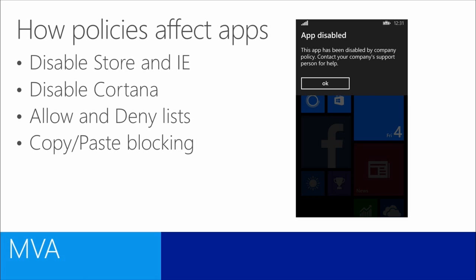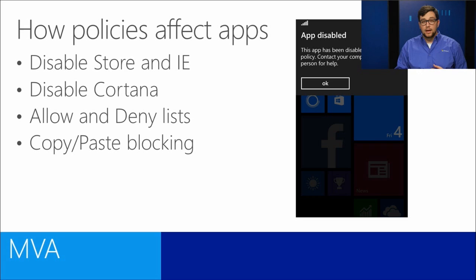Real quick here on the slide, as we saw in some of the previous modules, we can disable the Store and Internet Explorer. We can also disable Cortana. What we're going to focus on in this next demo is allowing and denying apps through an allow and deny list. And we're also going to look at copy and paste blocking, which we did before, which affects how apps are going to be able to interact with each other. So we're going to jump right into app allow deny.